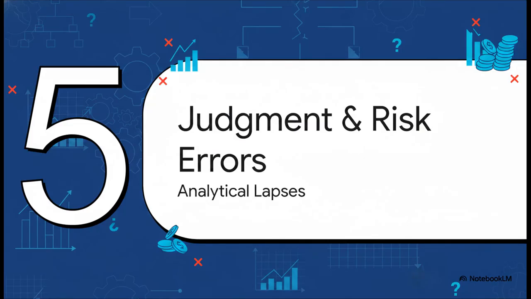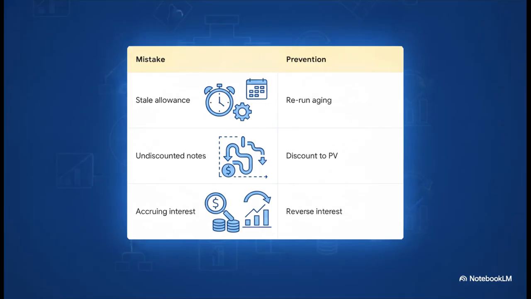Section 5. Mistakes with judgment and risk. Let's talk about analytical lapses. Moving beyond simple keystroke errors, let's break down these analytical lapses. First up, carrying a stale allowance. This happens when teams just blindly roll forward prior period rates without actually rerunning the aging report at period end. You simply can't do that. You must run the aging report at every single period close and recalculate using current balances and updated loss rates.